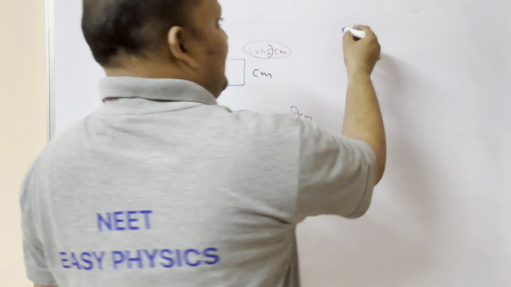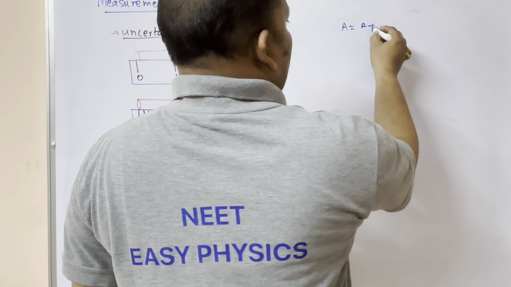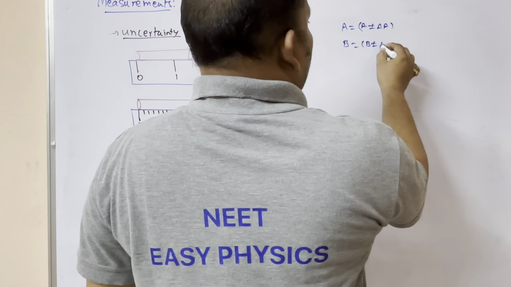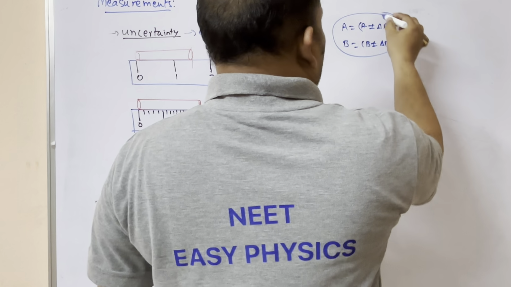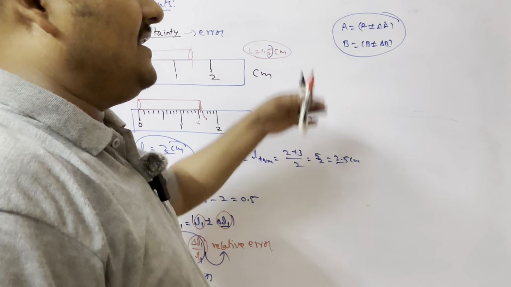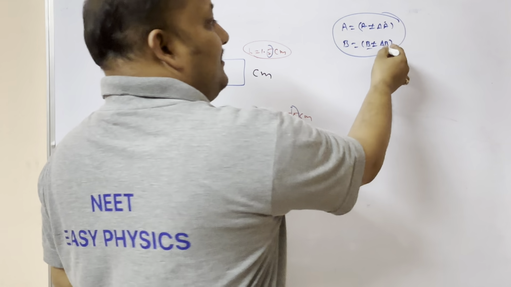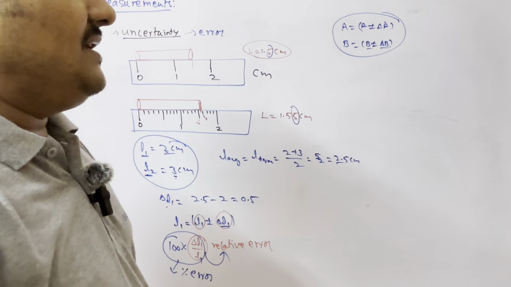How will we represent these in general? A is equal to A plus or minus delta A. B is equal to B plus or minus delta B. Now, what is delta A? Absolute error in A. What is A? Measured value. B, measured value. Delta B, absolute error in B.